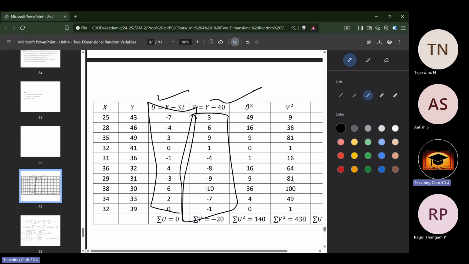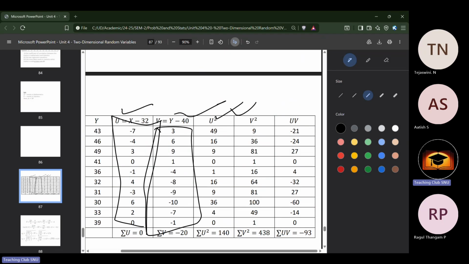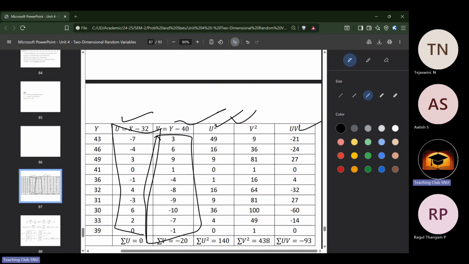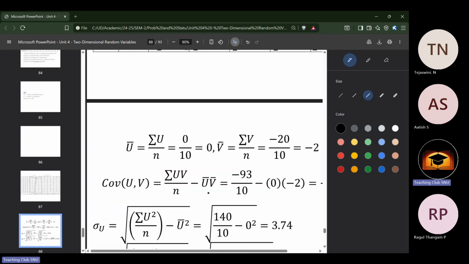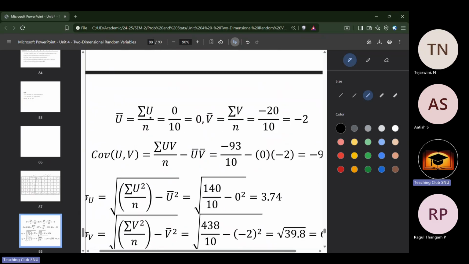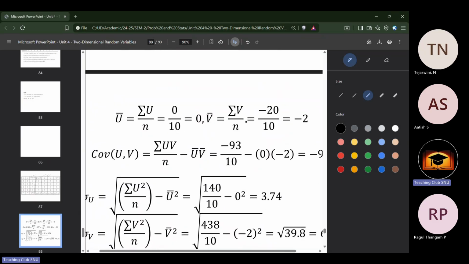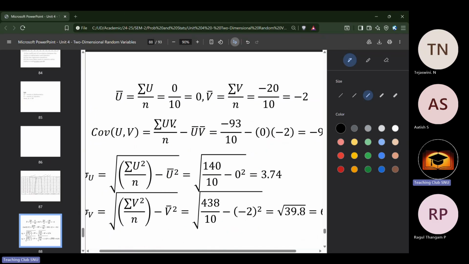So you can usually find u square, v square, and you can find uv as well, because you need to know expectation of uv minus expectation of u into expectation of v. Now take the expectation of all of these. How do you take the expectation? Sum it all up, divided by total number. So u bar you can find as summation by total, v bar you can find as summation by total. Covariance of u comma v is summation of.